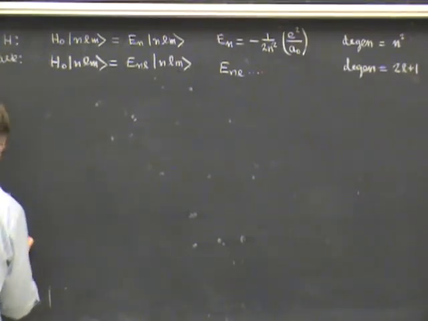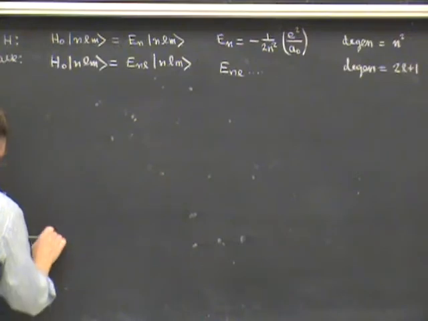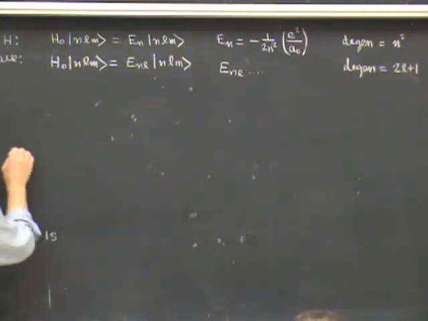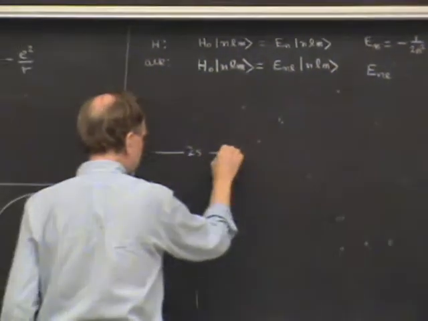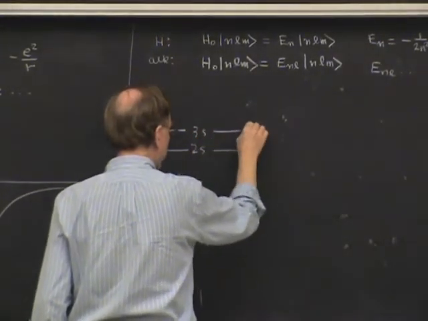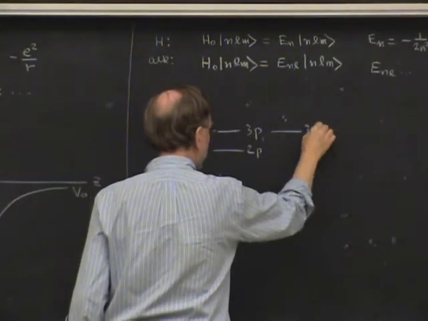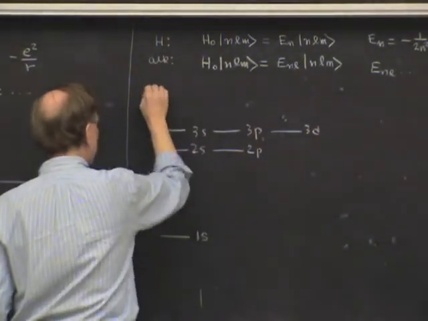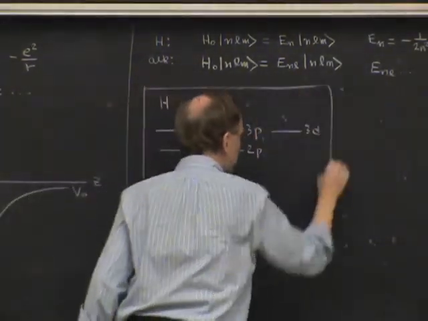If we talk about hydrogen, we have the standard energy level diagram for that. The 1s level is the ground state, 2s is the first excited state, degenerate with 2p. Above that is a 3s, degenerate with 3p, which is degenerate with 3d. It goes on up, so this is what it looks like in the case of hydrogen.